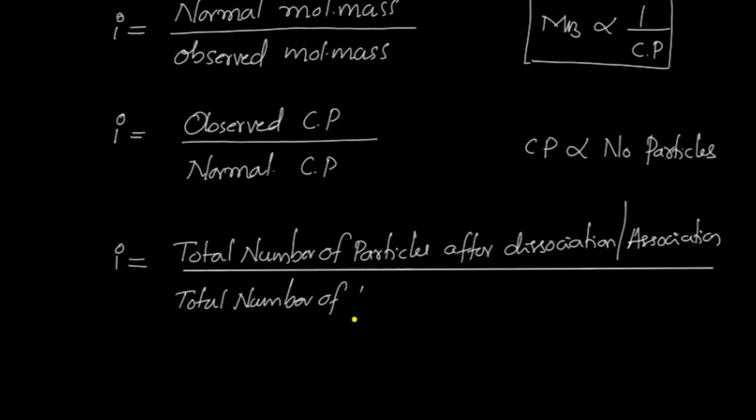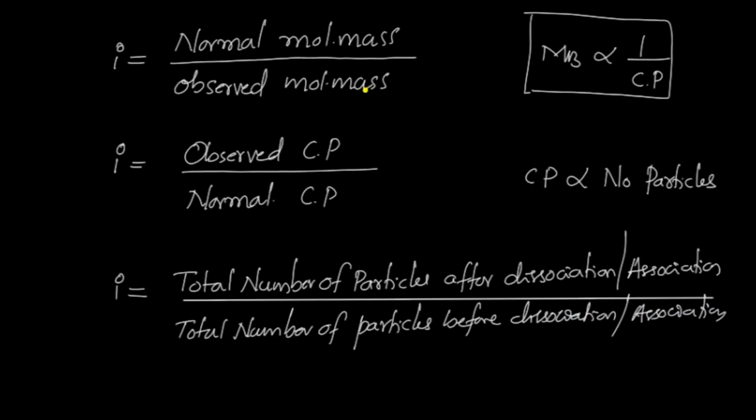So this is the three ways of defining the van't Hoff factor: one based on the molecular mass, one on the colligative property, and one on the number of particles which are dissociated or associated, after versus before the experiment.